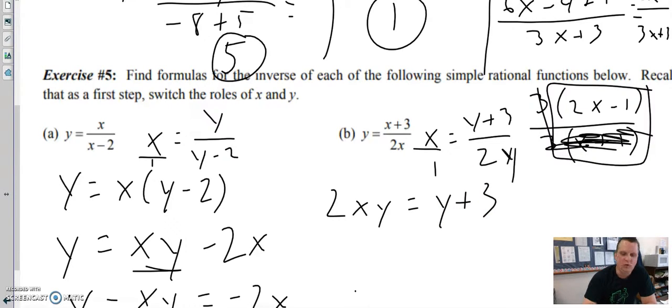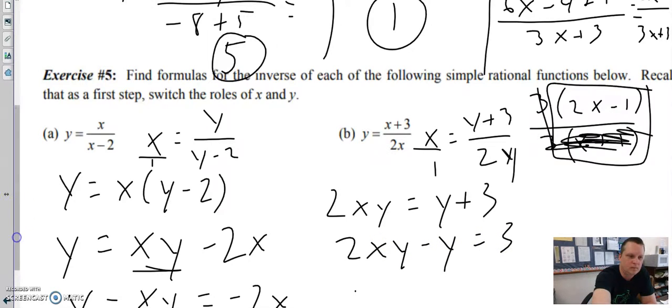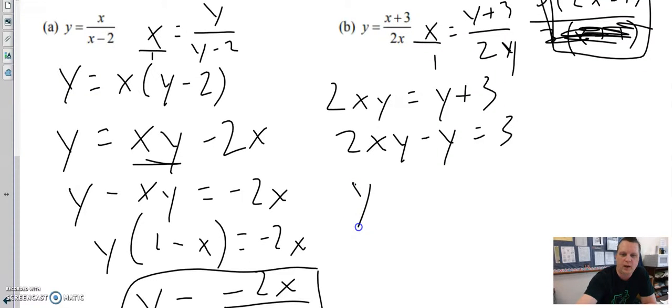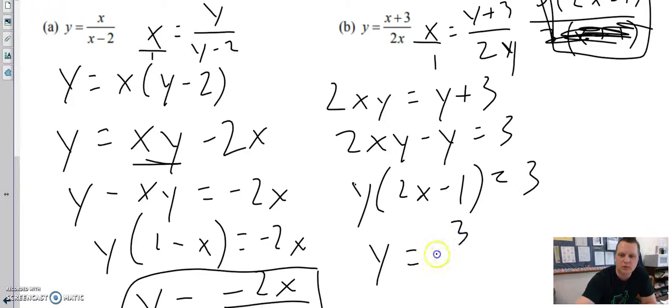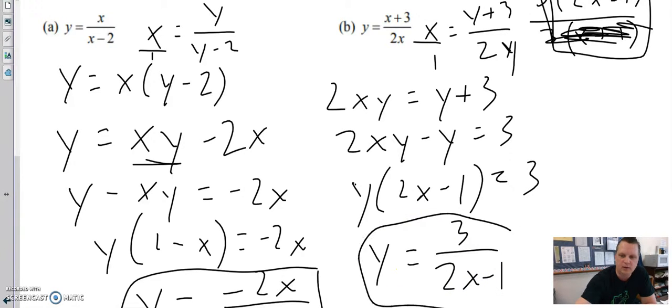So then bring over the y, so you have 2xy - y = 3. And factor out a y, and you have y(2x - 1) = 3. Divide both sides by 2x - 1. y = 3 all over (2x - 1). And that is the inverse.